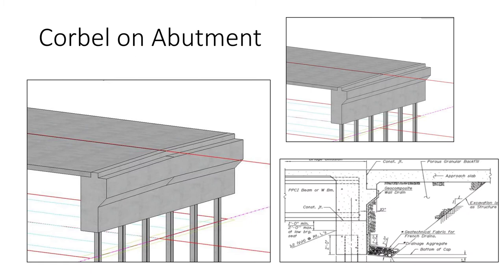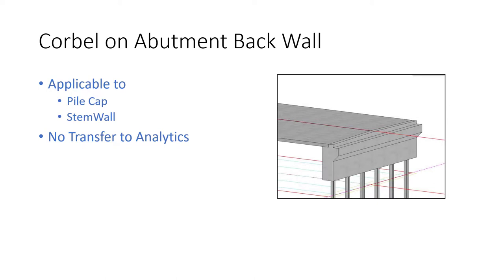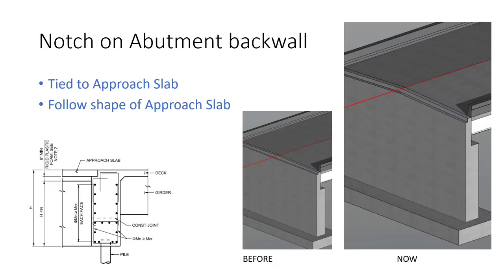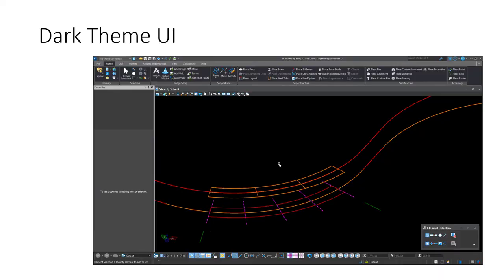As part of the template for abutments, we also have the option now to place corbels on abutments. We used to have the option before, but not with as much detail as was requested by our users. For example, now we can apply it to the abutment itself. It hasn't transferred to the analytical model yet, but it's tied to the approach slabs. We follow the shape of the approach slab, so it will have the cross slope. Before, it used to be vertical or horizontal, I'm sorry, but now it follows the cross slope of the approach slab, so it accommodates to that.